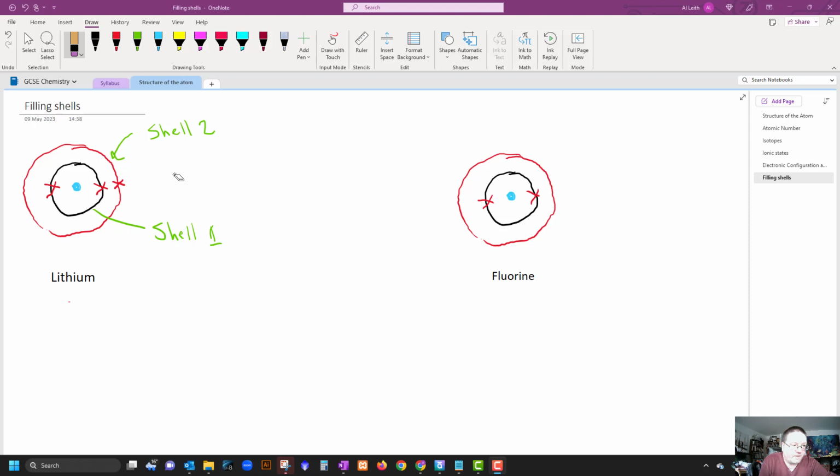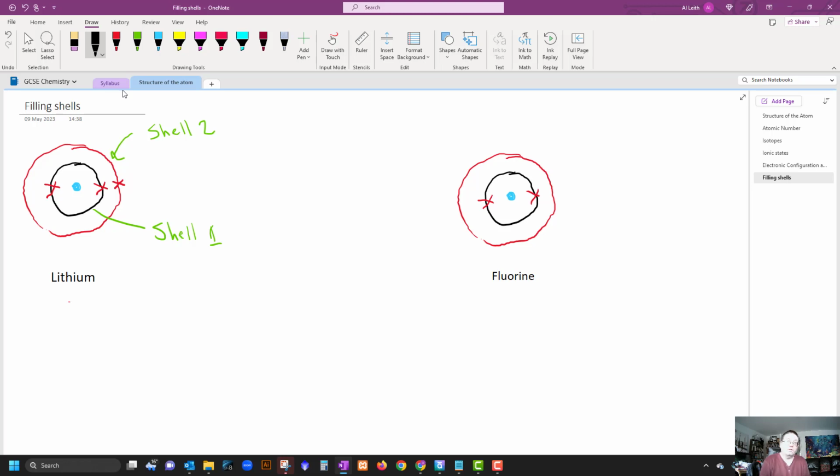So we've got the inner shell here. You've got the inner shell here, shell 1, and it's got the 2 electrons in it. And you've got shell 2 here, and that's got a single electron in it. And that is lithium. That is the natural state of lithium. That's the way you find lithium normally. That is the neutral, non-charged lithium.